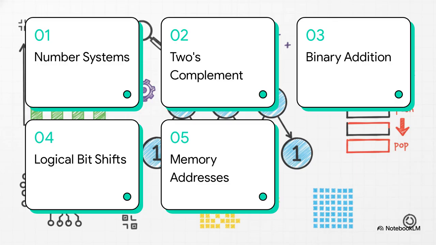1. Number systems demystified. 2. Mastering 2's complement. 3. Binary addition and overflow. 4. Navigating logical bit shifts. And 5. Memory addresses and applications. This roadmap covers exactly what you need to master for the exam.